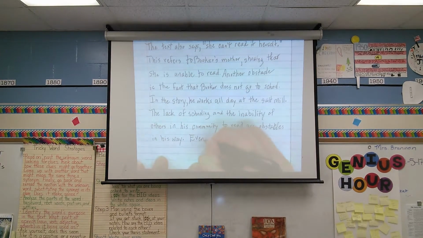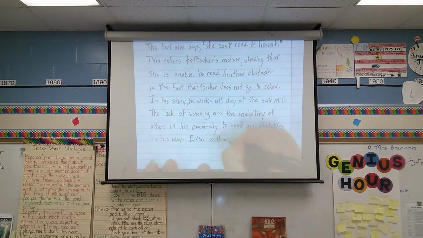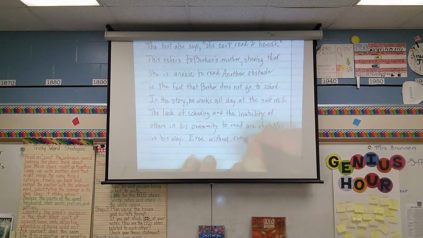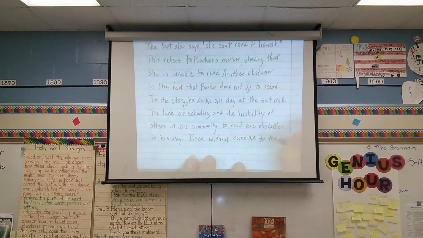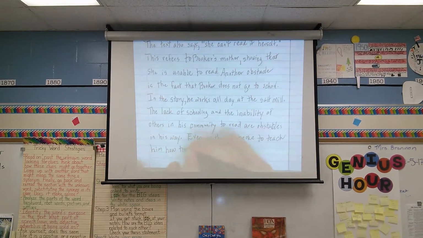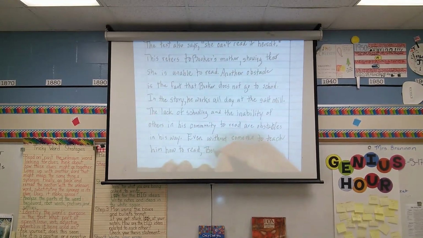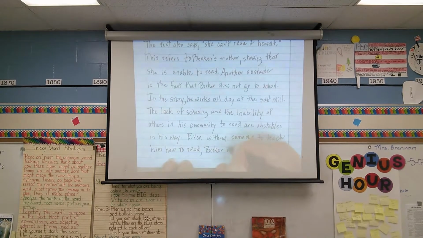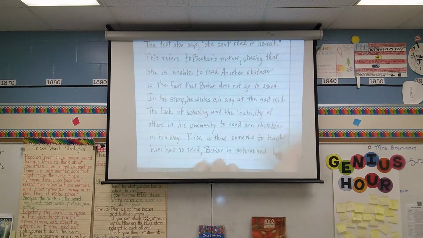Even without someone to teach him how to read, Booker is determined to reach his goal.